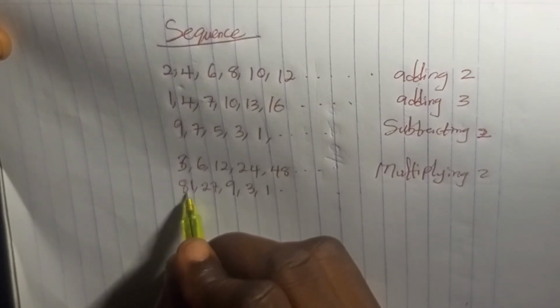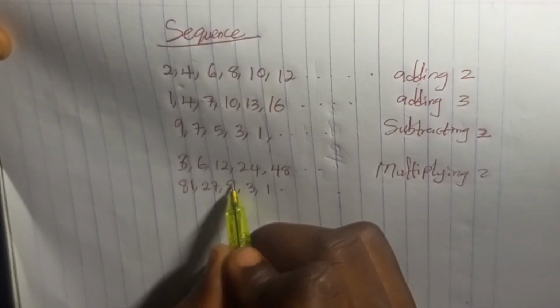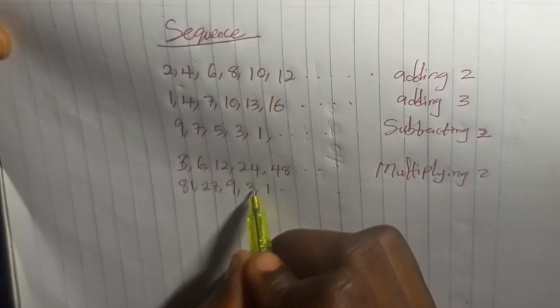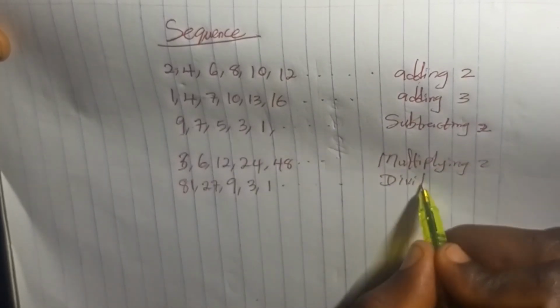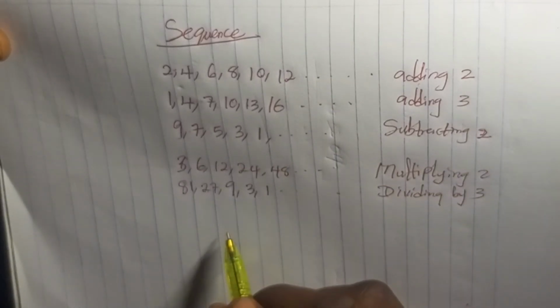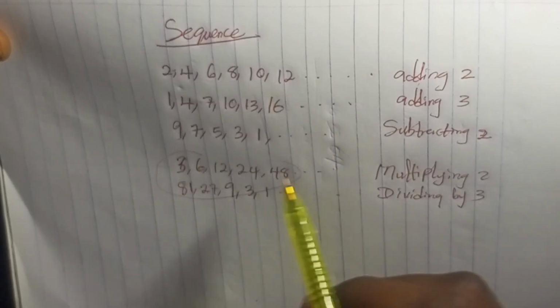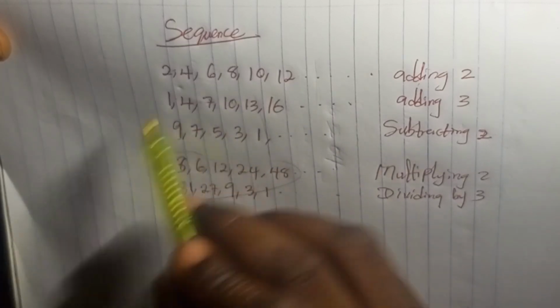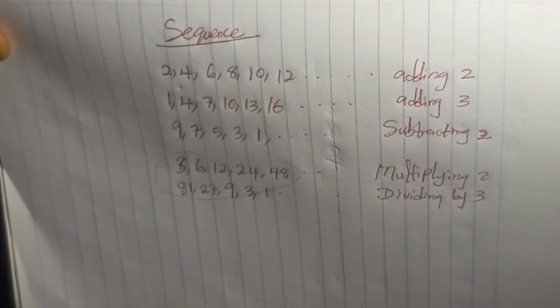Now this one, 81 divided by 3 is 27. 27 divided by 3 is 9. 9 divided by 3 is 3. 3 divided by 3 is 1. What was I doing here? I was dividing by 3. Does it make sense? So these numbers are also in sequence. For a group of numbers to be in sequence, they must follow a well-defined rule. Do you understand?